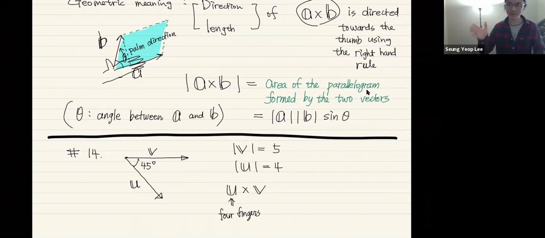So if you place your right hand so that the four fingers point toward you and such that the vector v is towards your palm, then the thumb is up. It's not this way. So in this case, the answer is coming out of the page. Directed into the page or out of the page? Directed out of the page.